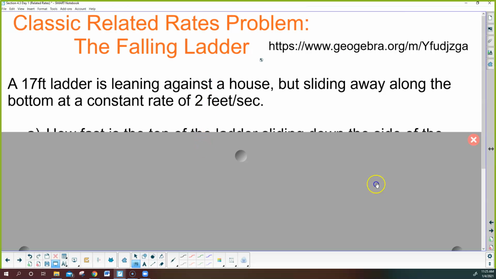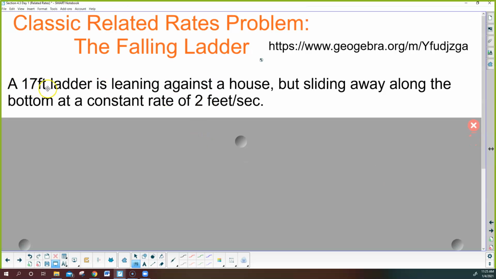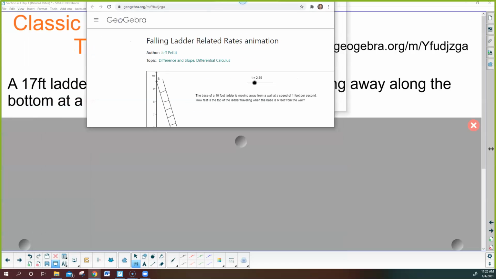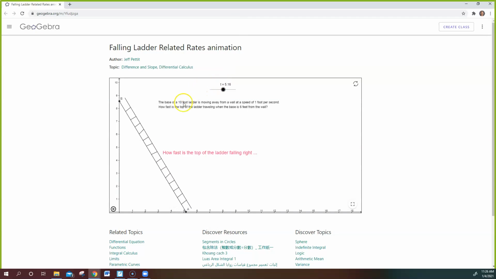Okay, so let's look at this. A ladder is 17 feet long and it's leaning against a house. But the ladder is sliding along the bottom at a constant rate of 2 feet per second. Let me show you a quick visualization of what this is basically doing, just so you can see it. This isn't exactly the problem, but this is what's happening. Notice, the ladder is sliding down. If I stop it here, okay, the ladder is sliding at the bottom at a specific rate.